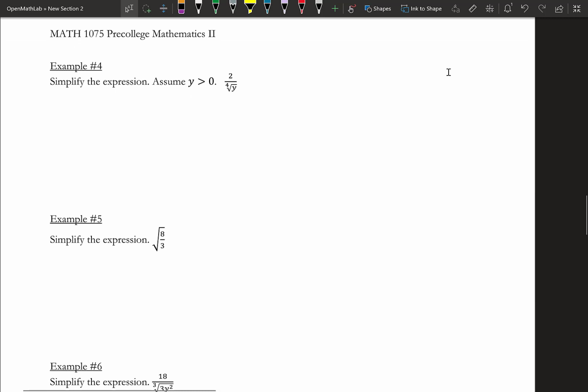Right. So example 4, we want to simplify the expression, and we can assume that y is positive, right? It's greater than 0. So 2 divided by the 4th root of y, we want to simplify, right? So the problem here is that we have a radical in the denominator, right? So what I can multiply by is the 4th root of y cubed, right? Because what I'm thinking about is I want the 4th root of y to the 4th is kind of my goal, so that way those things cancel and I get just y. So this is y to the 1st, right? So I need to multiply by y cubed in order to get that to be y to the 4th.